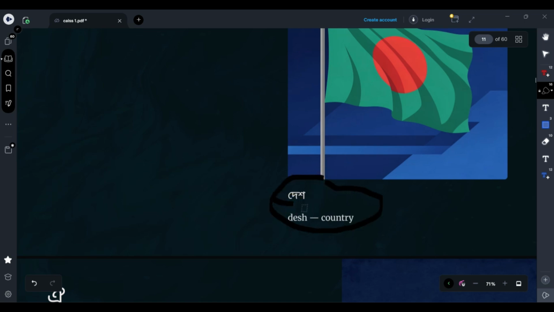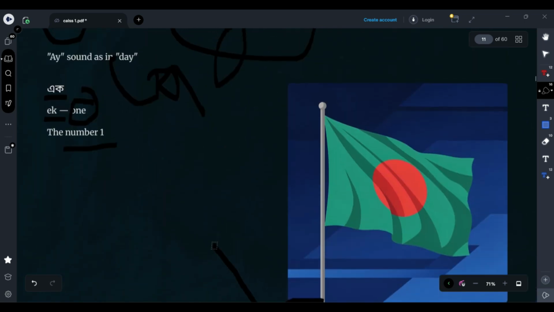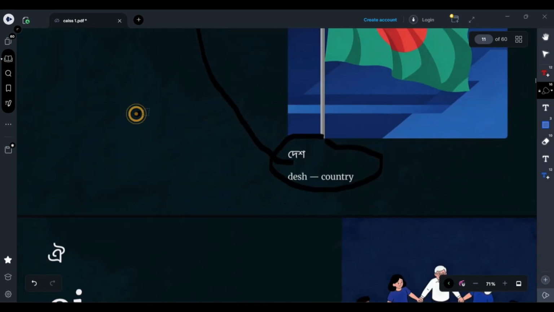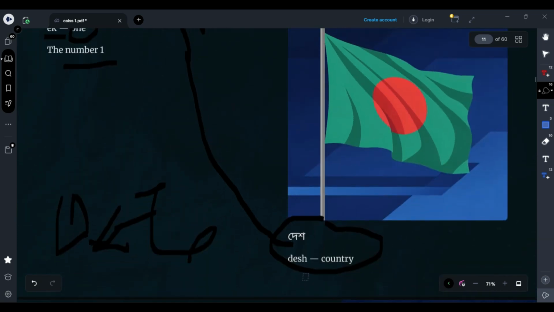This is the short form of A. This is A, and this is the short form of A. The word is desh. De ish, desh.